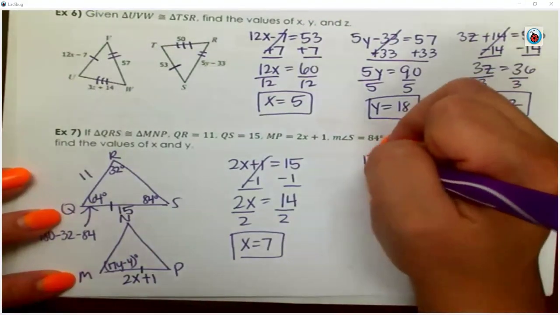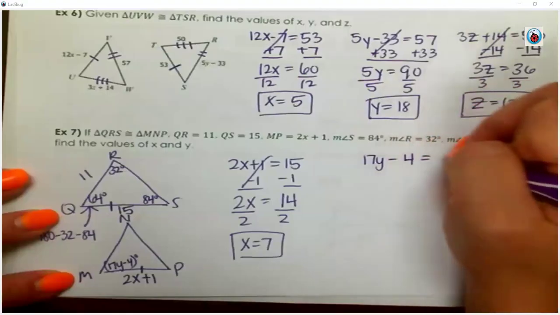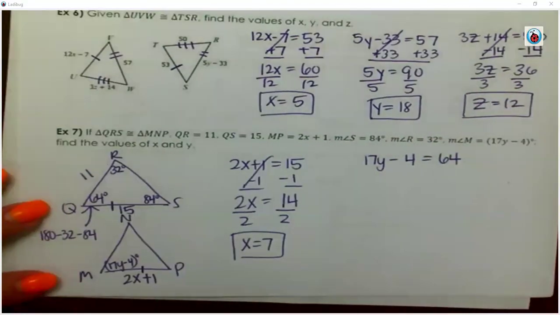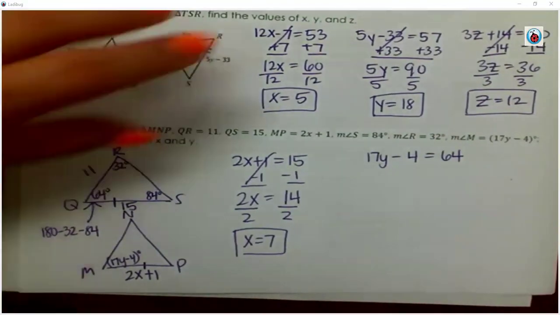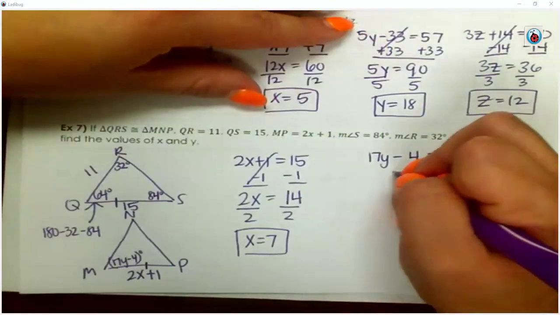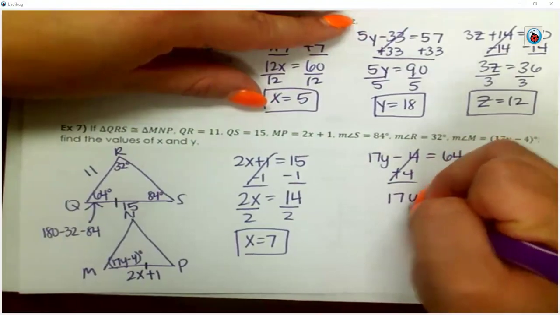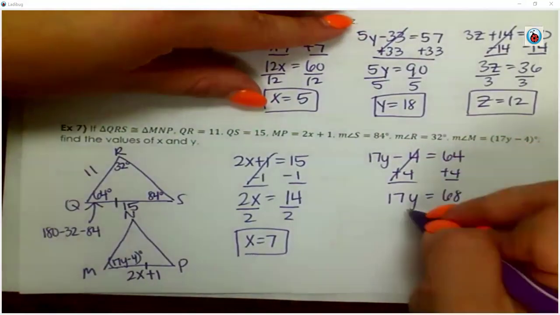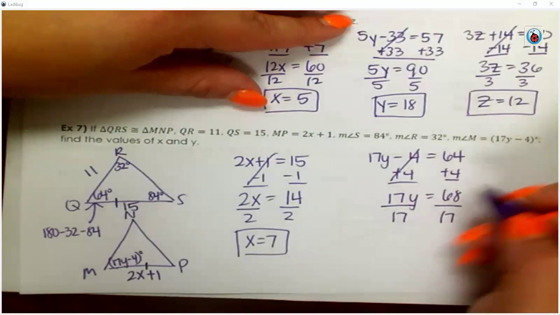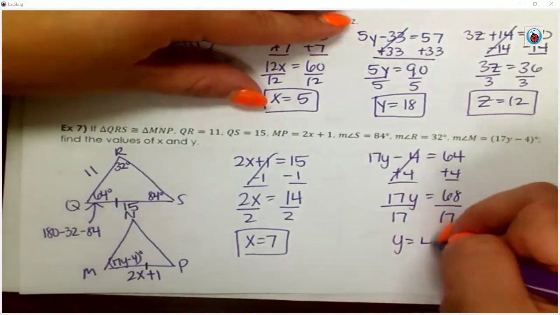So I have 17y minus 4 equals 64 because those are congruent to each other. So I'm going to start by solving and add 4 on both sides. That's gone. 17y equals 68. Divide by 17 and y equals 4.